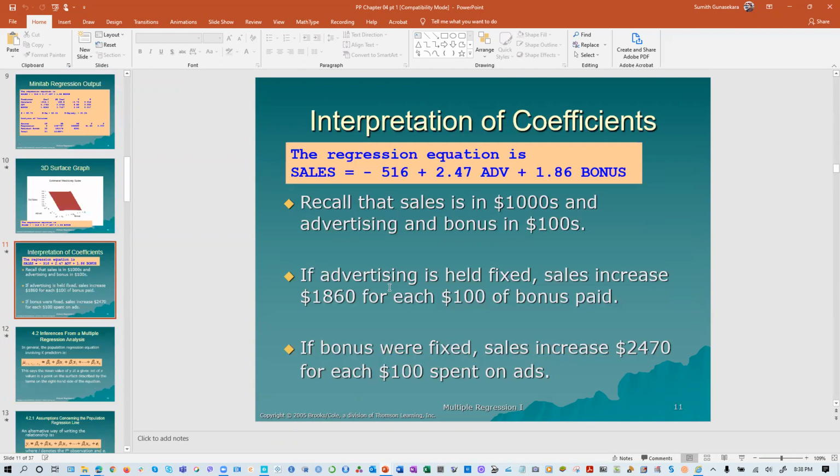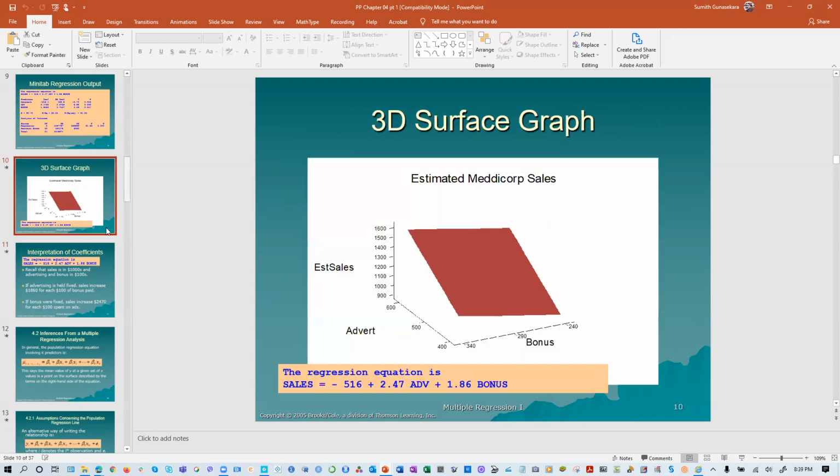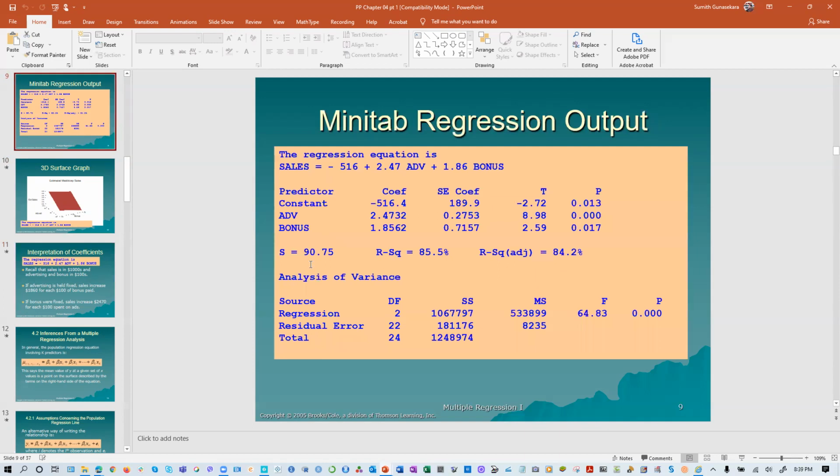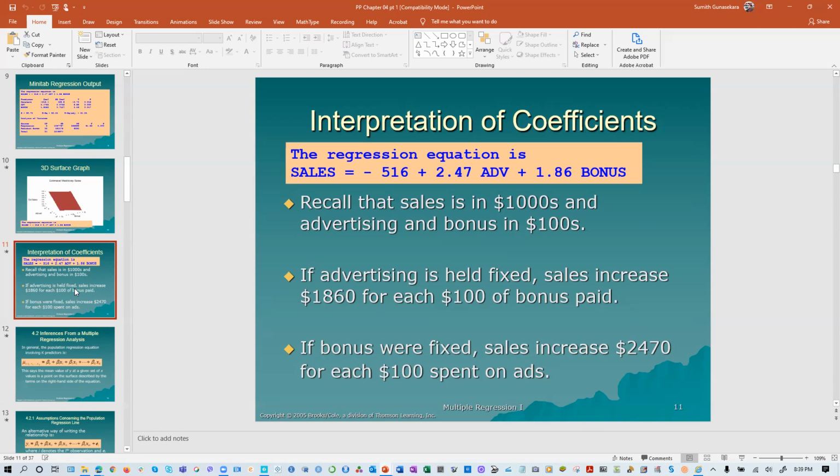So how do you interpret? After that, we get this, especially when you run this with SAS and you get the coefficients. See, coefficients. These are beta naught, b0, b1, b2. How do you interpret that one?